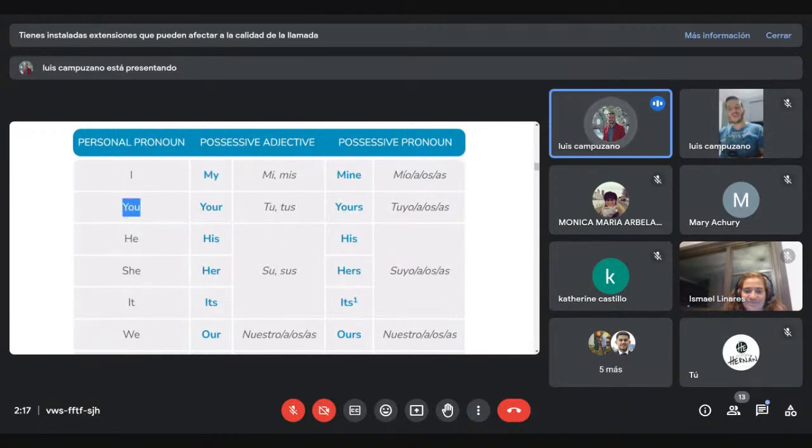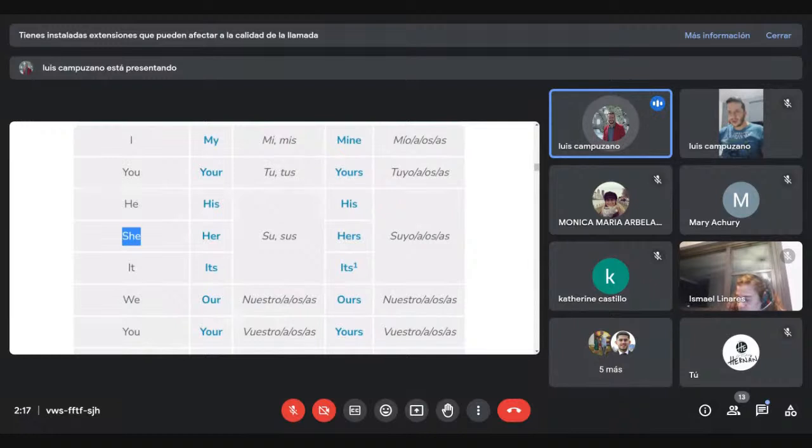For you, we use your. Be careful. Remember, no S. Your house, your notebook, your attention span. For he, we use his. This one's very easy because it's the same. For a possessive pronoun or for a possessive adjective, it's the same exact word. For she, we use her. Remember, no S here. And her is like, in Spanish, we say su o sus. Su hermana, her sister, her family, her car, her job.